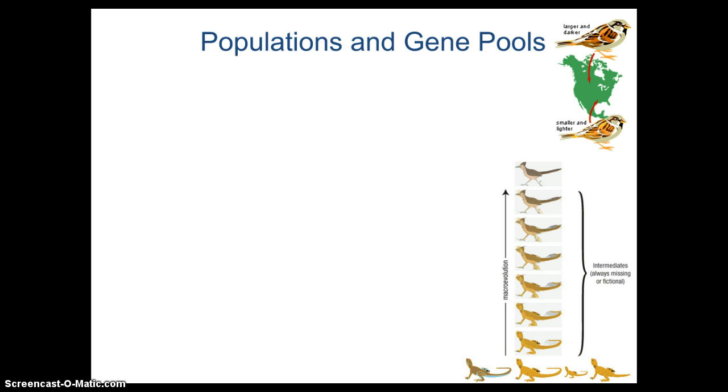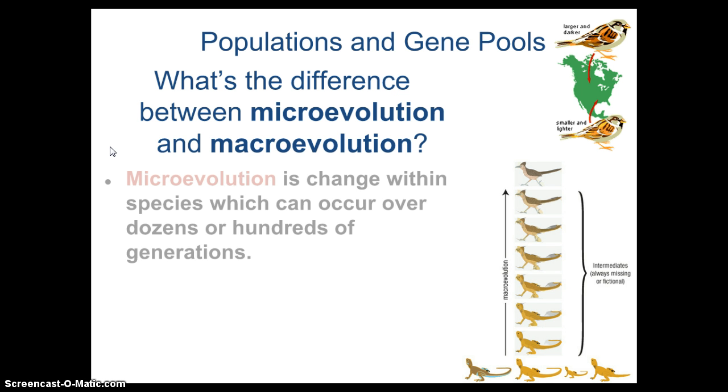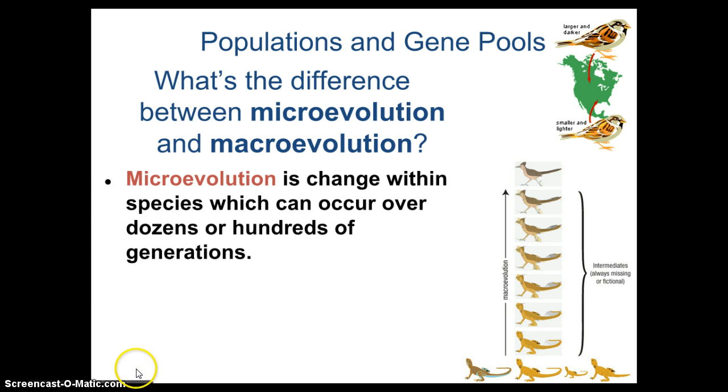Populations and gene pools are affected by different factors, and they change over time. There's microevolution and there's macroevolution, and the big difference is the word micro versus macro. And we all know that micro means small and macro means big. So microevolution is a change that happens within a species over dozens or hundreds of generations.